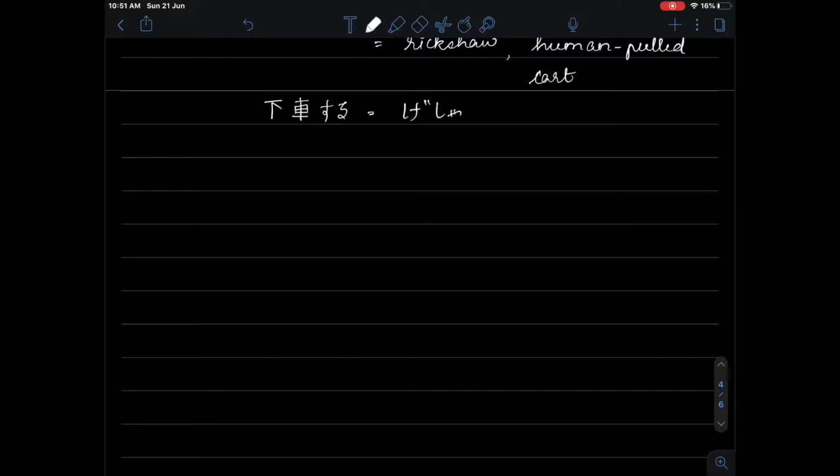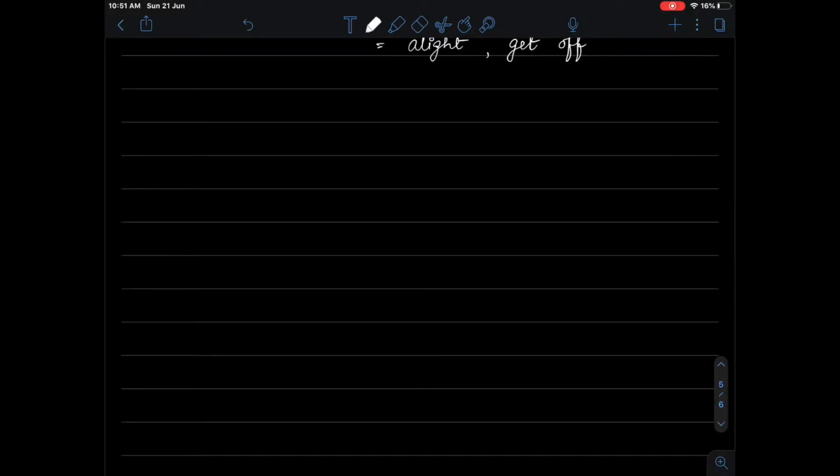And this is geisha suru. Geisha suru, which means to alight, or get off. Okay, geisha suru, to get off of a car, for example. Let's have a look at the next one. This is more like a phrase rather than a word in itself.